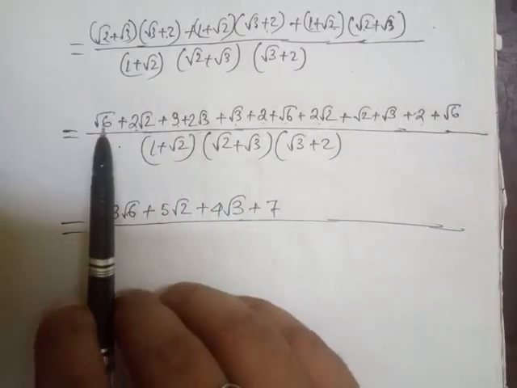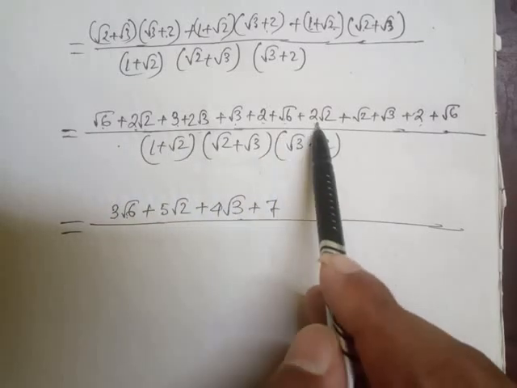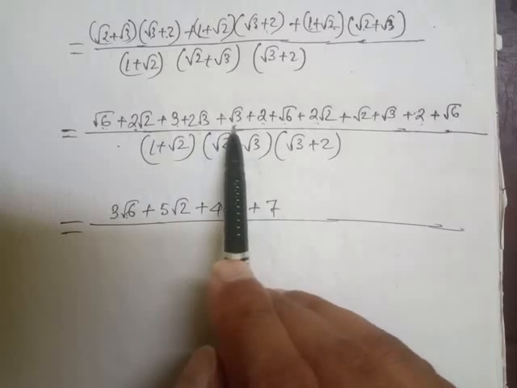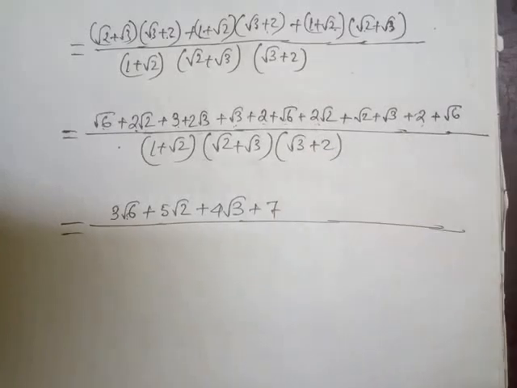I repeat again: √6, √6, √6 means 3√6, 2√2 and 2√2 means 4√2, and 1 makes 5√2, then 2√3 and 1 is 3√3, and 1 makes 4√3, and the remaining part would be 3 plus 2 is 5, plus 2 is 7.